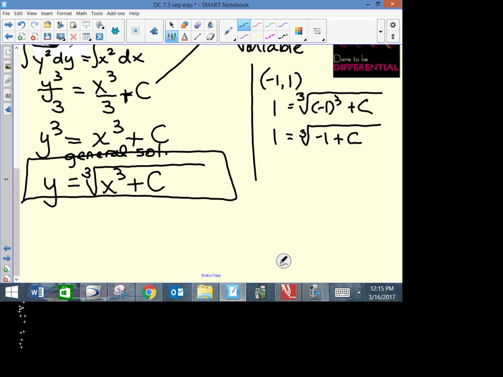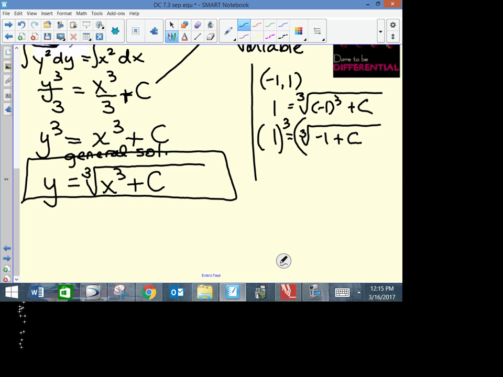Negative 1 plus C. Next, what am I going to do? I don't know, because you can't do the root of it. The cube root of negative 1 is... I can't do that. I've got to get rid of the cube root. Oh, cube each side.